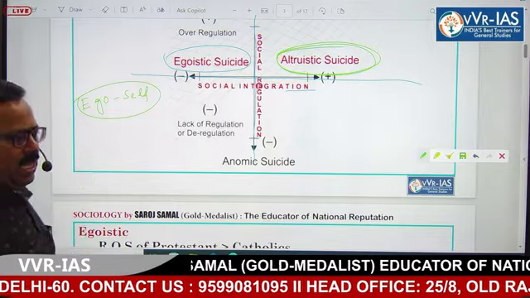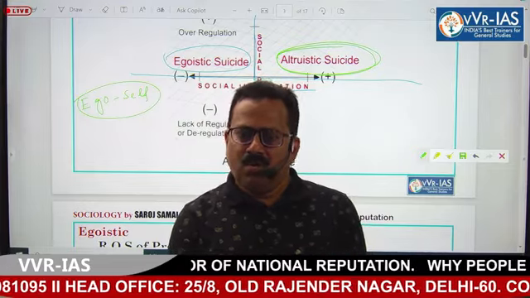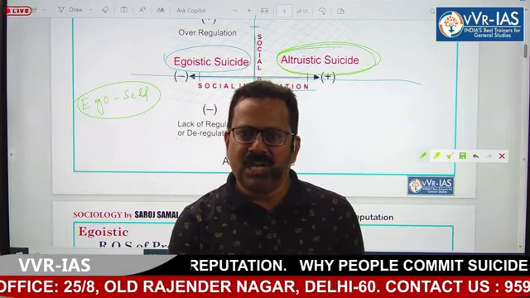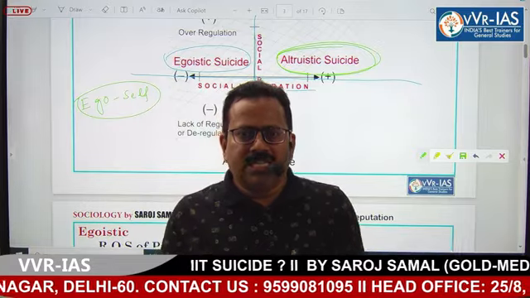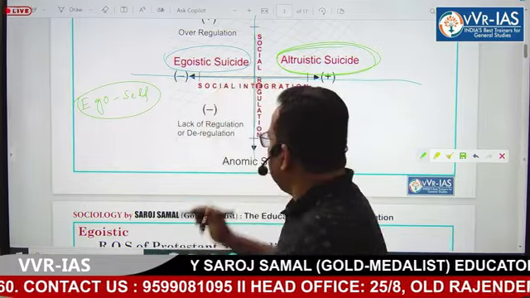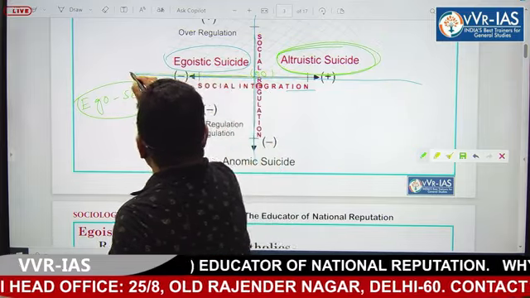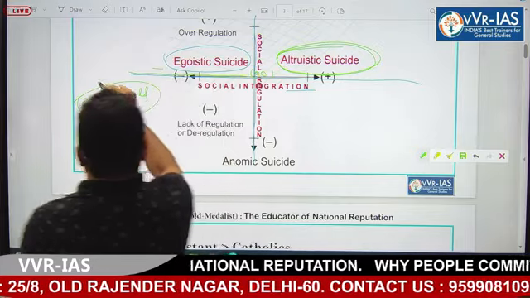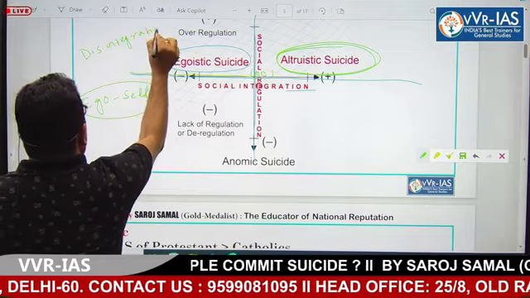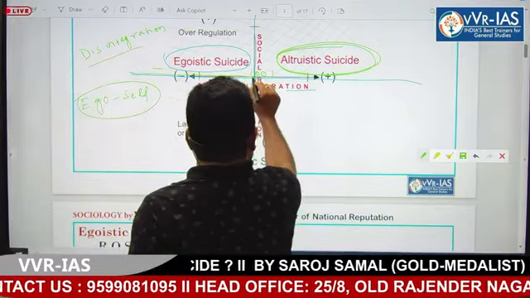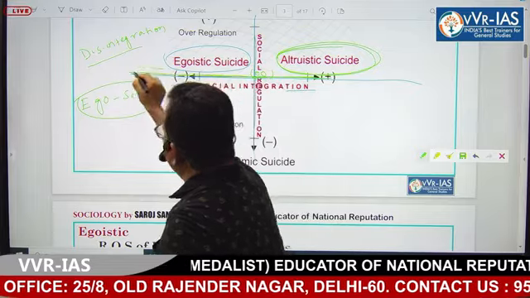So who is an egoistic person? A self-centric person is called an egoistic person. An egoistic person always thinks about himself or herself, but does not think about other people of the society. So what is egoistic suicide? You see, this is integration, this is the 0,0 coordinate. The left hand side means integration is minus. Minus integration means disintegration. Yes or no? This is the positive side of integration. From this onward, this is integration. From this onward, this is disintegration.